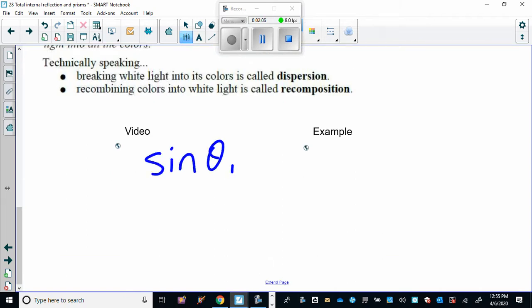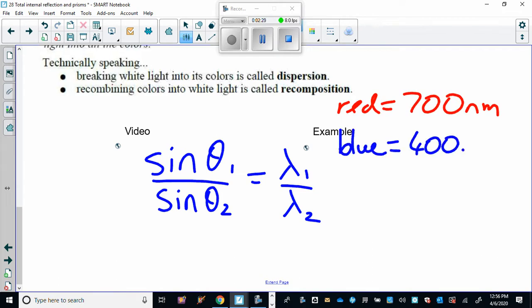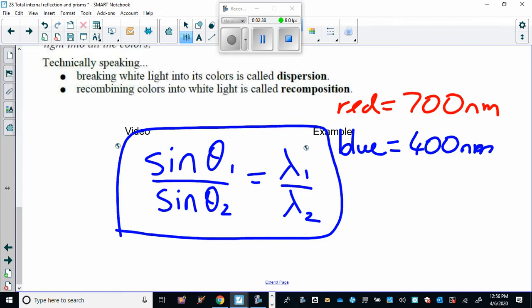This is part of Snell's law. And you can see that wavelength is in this formula. Each color has a different wavelength. The wavelength of red is 700 nanometers. Blue, 400 nanometers. So as stated in this formula, the different wavelengths of light will refract at different angles.